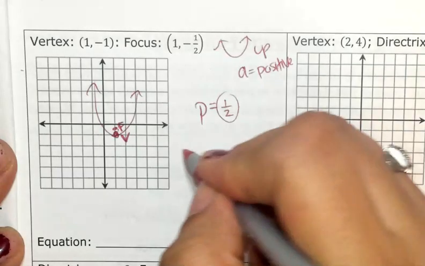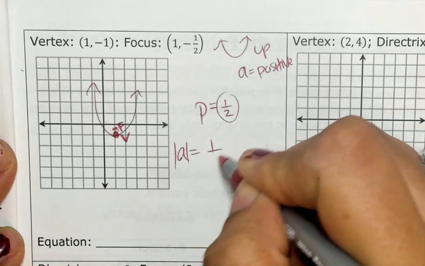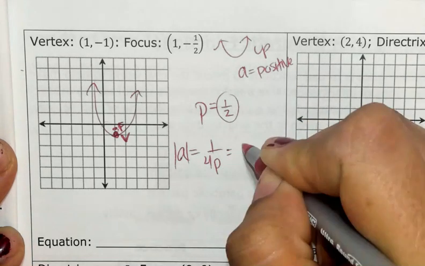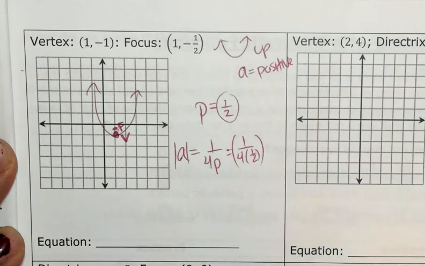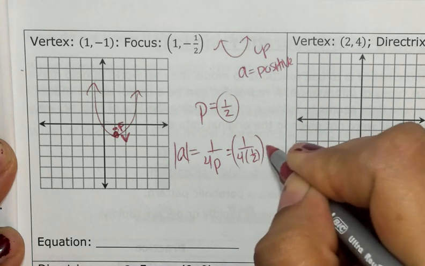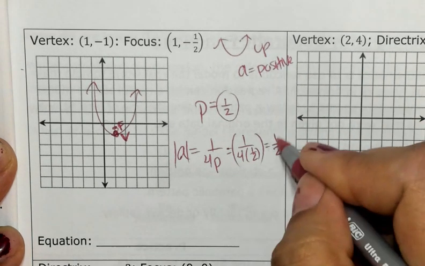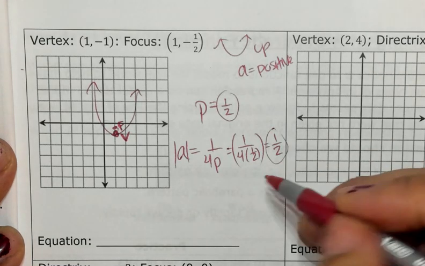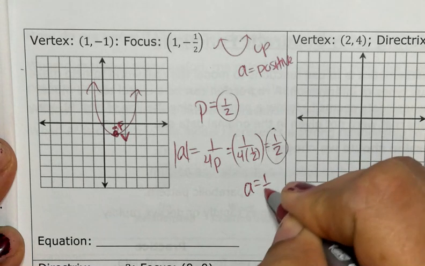So now we can use the formula: the absolute value of A equals 1 over 4P. So 1 over 4 times 1/2. So that just means 4 times half, which is 2, so 1 over 2. So the absolute value of A is 1/2. And because the A is positive, we're going to say A is positive 1/2.